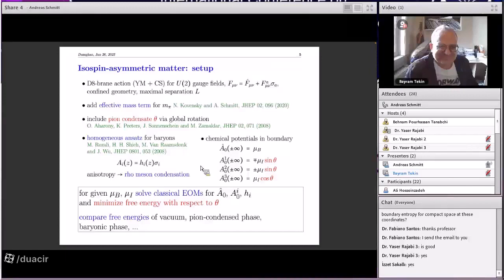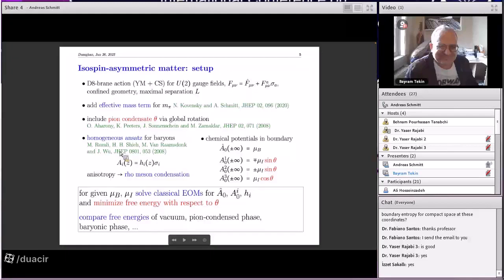The new thing we did is we added a pion mass, which is non-trivial in this model, in contrast to other models like D3, D7. So we do it in an effective way, basically making the connection to chiral perturbation theory and adding a mass term to our action. We also allow for a pion condensate. I'm not going to go into the details of how we do this technically. We rotate our system in order to have this pion condensate in the boundary conditions. That's based on the paper I'm putting here as a reference. We had to generalize this a little bit because we want to work at finite baryon and isospin chemical potential.